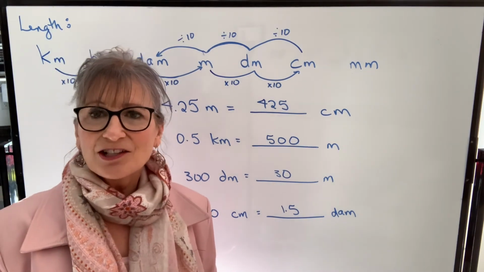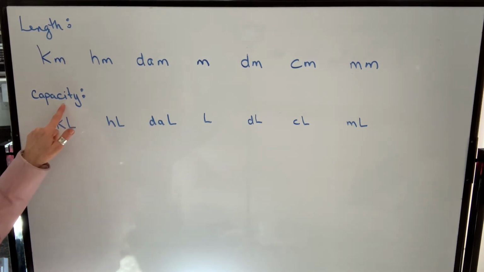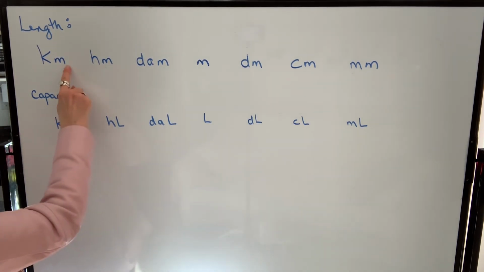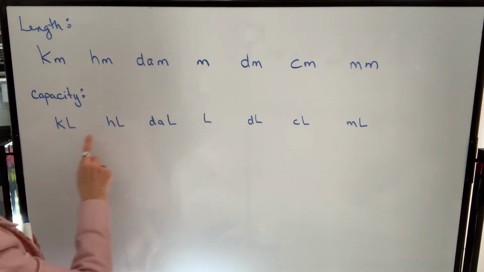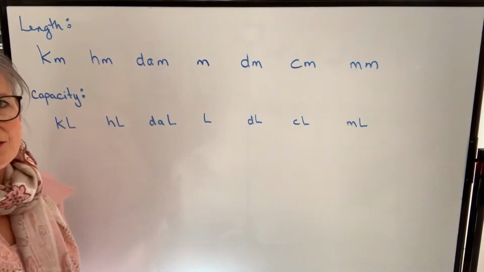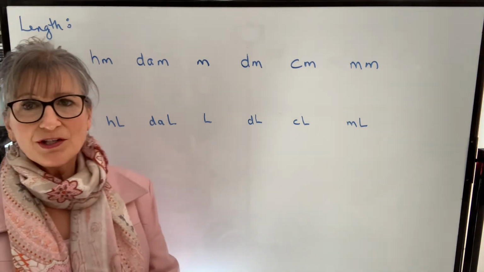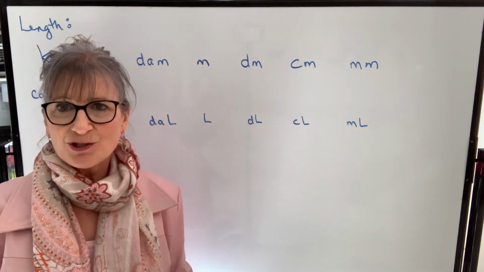Let's take a look at capacity. Here's our scale for capacity. All we've done is we've replaced our base unit of meter with the base unit of liter. And then we have our 7 units for capacity. And again, I can change from one unit to the other unit using the same strategy.